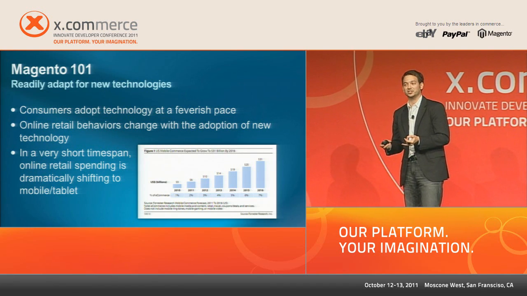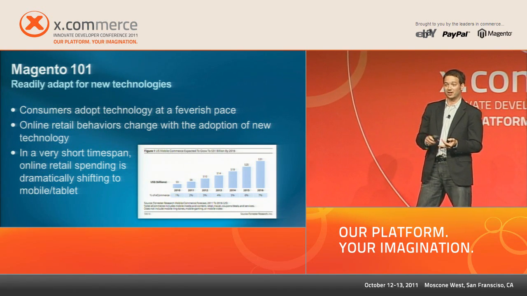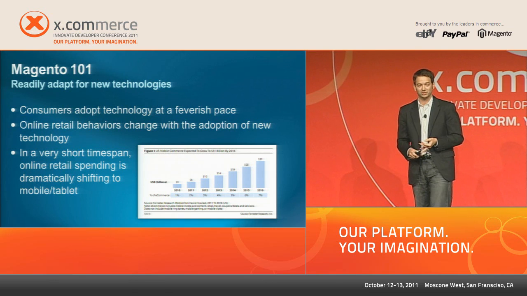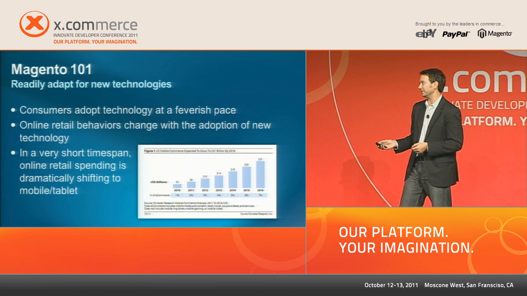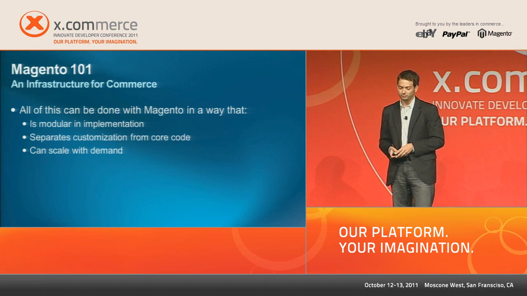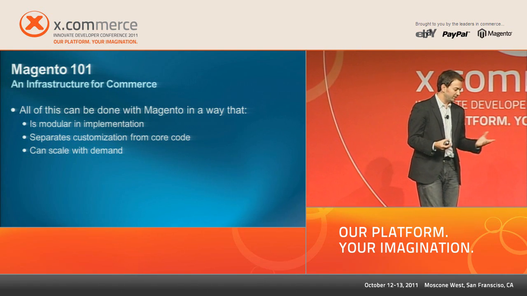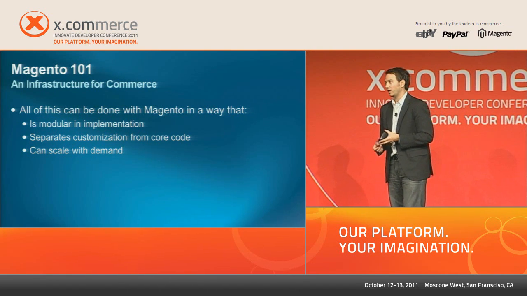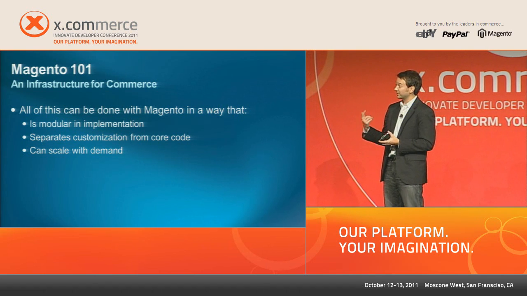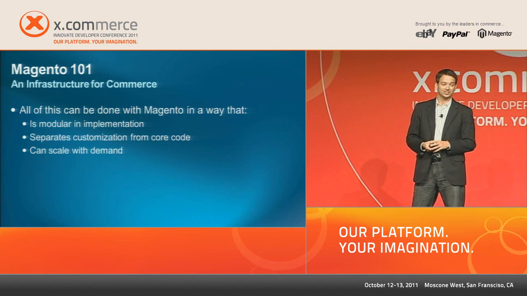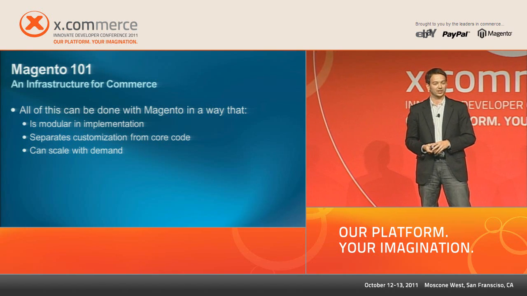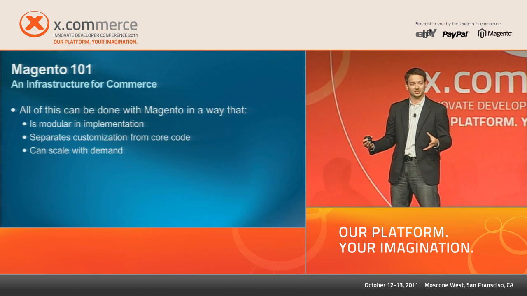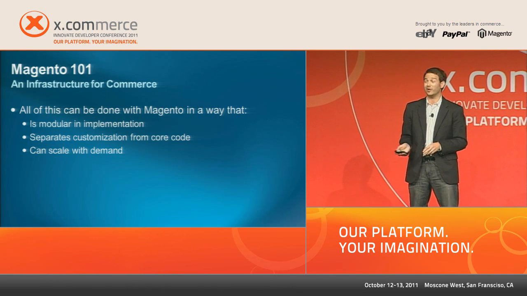And Magento's capabilities around mobile, and its capabilities around some of the community content in terms of third-party extensions that integrate with social and other areas, allow you to tap into these new areas rather easily. So in summary, Magento does all of this and provides all these great benefits, but it does it in a way that is modular, separates customization from core code, and can scale with demand. These are all challenges that online retailers have faced traditionally with other e-commerce platforms, and Magento allows you not only these benefits, but also a way to do it really well.